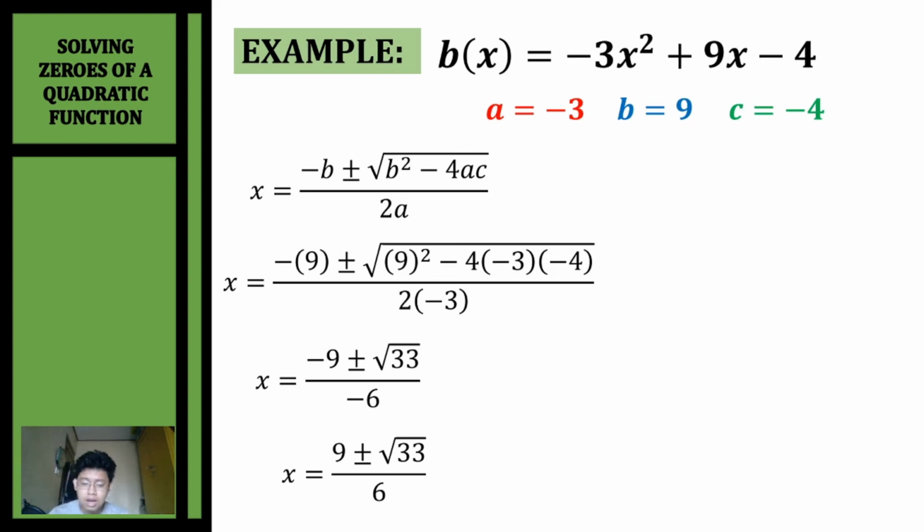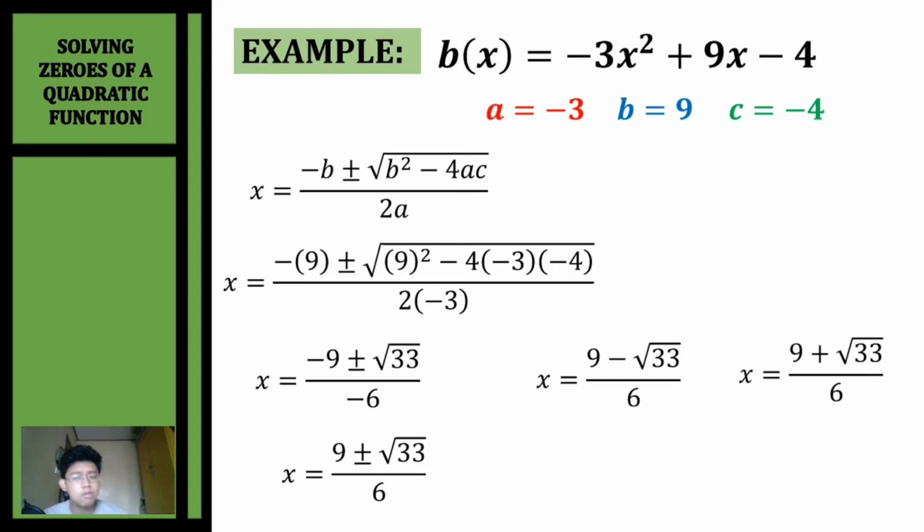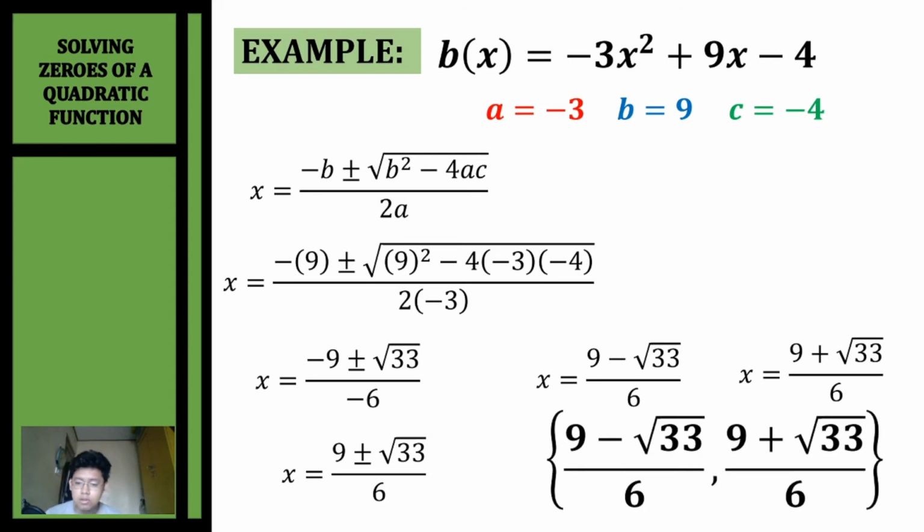And then from there, we will now have our two answers. So we have x is equal to (9 minus the square root of 33) over 6, and x is equal to (9 plus the square root of 33) all over 6. This will be the zeros of our quadratic function. So we have (9 minus the square root of 33) all over 6 and (9 plus the square root of 33) all over 6.